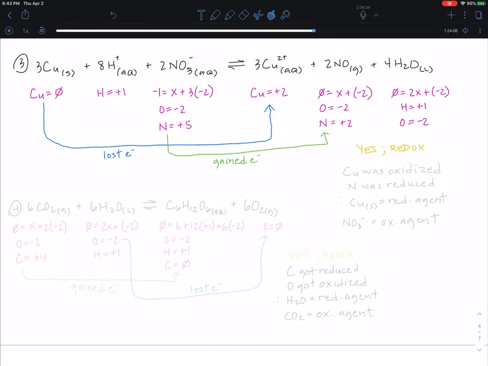And what actually happened? Well, the copper was oxidized, and the nitrogen was reduced. So in other words, the copper, and you have to be pretty specific, it's that chunk, the reactant, if that was oxidized, it was the reducing agent, because the nitrogen got reduced by the copper. But you have to be careful here. The oxidizing agent isn't nitrogen, it's the nitrate anion.